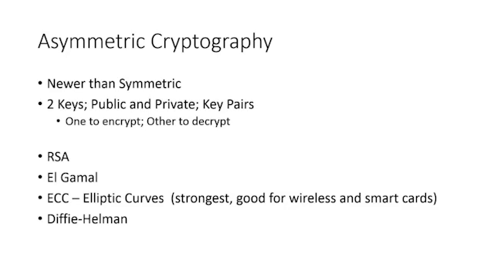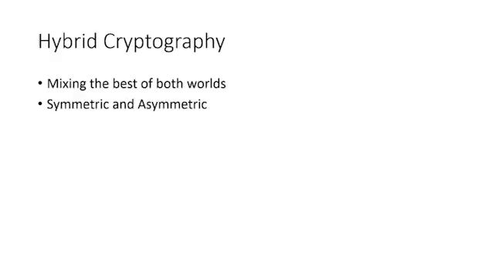So remember, asymmetric, we need to think two keys, public and private. There is a pair. They have a relationship. All right, one of them we're going to use to encrypt. The other one we're going to use to decrypt, right? And then hybrid cryptography. I told you I was going to mention this. This is mixing the best of both worlds, the symmetric and the asymmetric.